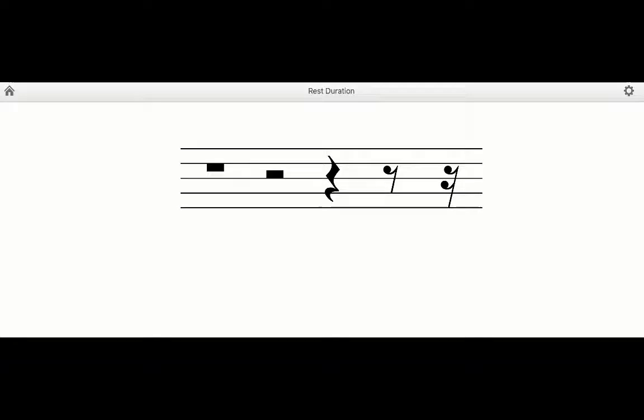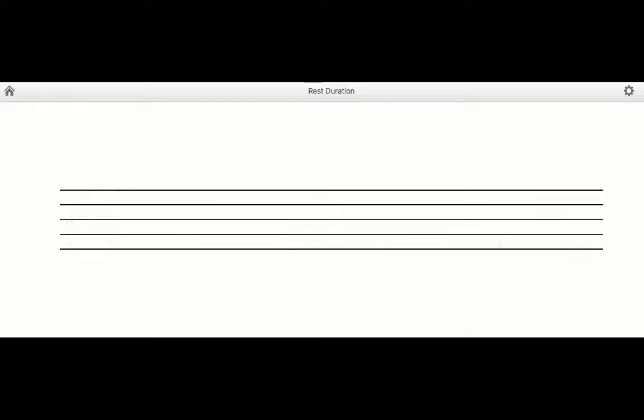Rests represent periods of silence in a measure. Each type of rest shares a duration with a certain type of note. For example, both a quarter rest and a quarter note occupy the same amount of time. While the note would make a sound, the rest is the opposite, silent.